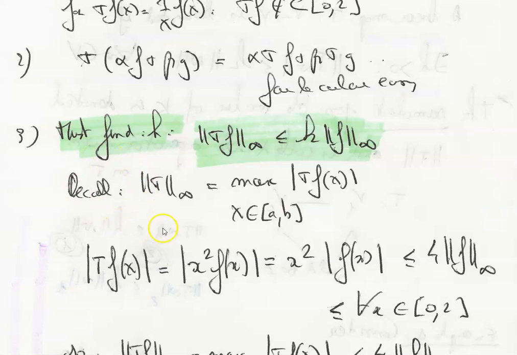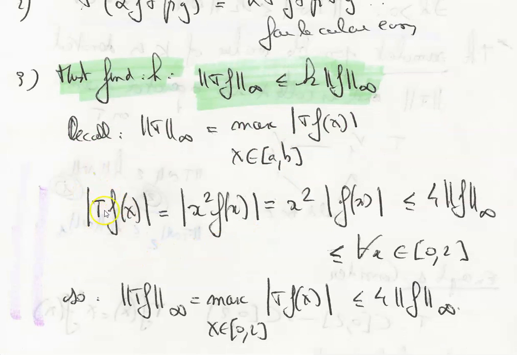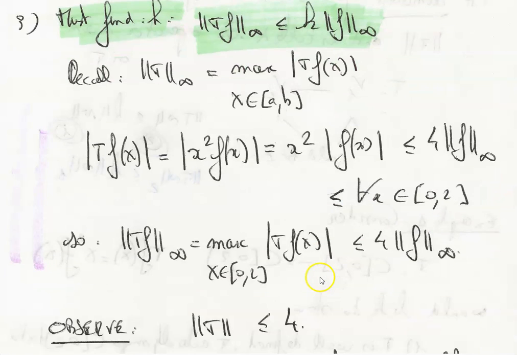But I recall that the infinite norm of the operator T is defined as the maximum of |Tf(x)| for x describing our interval, which is [a,b]. So we have the absolute value of Tf(x) is the absolute value of x^2 f(x), which is x^2 times the absolute value of f(x). And because x belongs to [0,2], we can bound this quantity, because x is always less than 2, so x^2 is always less than 4. So we can bound this quantity by 4 times the infinite norm of f.